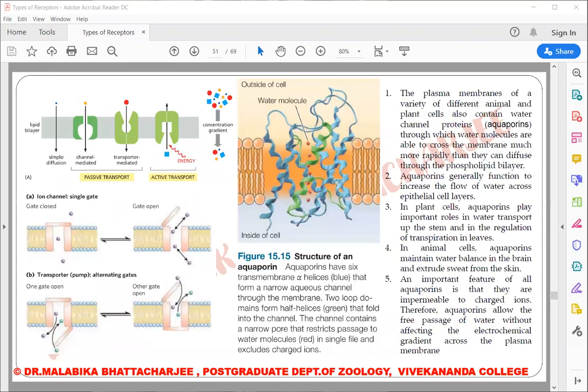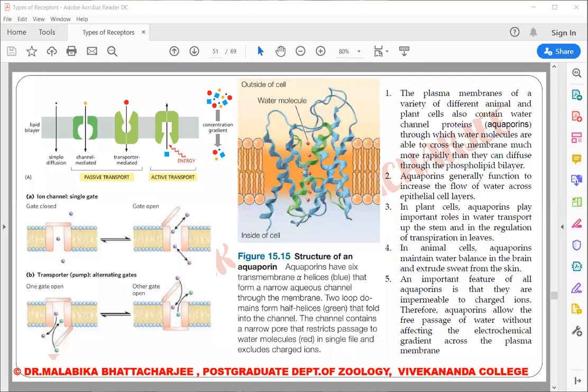This is an example of an ion channel. I've showed you this picture. Gate closed, gate open. This is an example of a transporter pump. Whenever the word pump is associated, keep it in mind that ATP is involved. Here also there are gates to modulate the movement of the transport. And this is a simple example. This is a very simple picture of the different transports we saw. I just wanted to show you this picture. This is how the aquaporin looks.